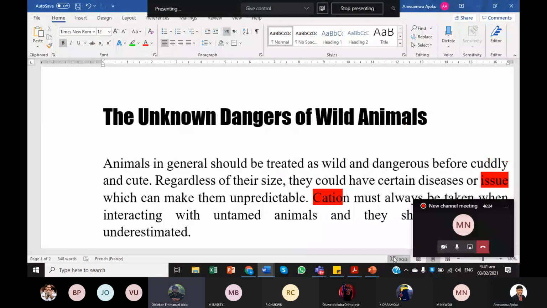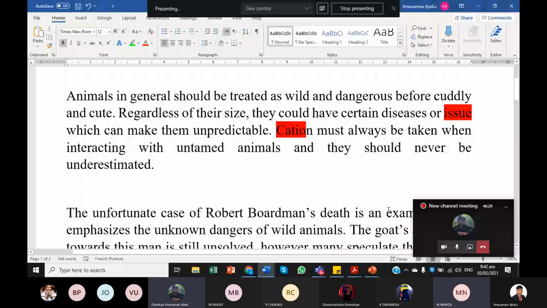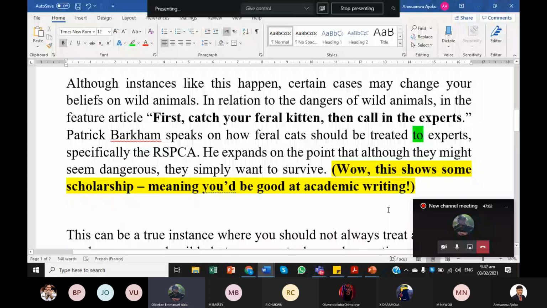Animals in general should be treated as wild and dangerous before cuddly and cute. Regardless of their size, they could have certain diseases or issues which can make them unpredictable. Caution must always be taken when interacting with untamed animals, and they should never be underestimated. The unfortunate case of Robert Boardman's death is an example which emphasizes the unknown dangers of wild animals. The goat's aggression towards this man is still unsolved. However, many speculate that it is due to a disease. Although instances like this happen, certain cases may change your beliefs on wild animals.